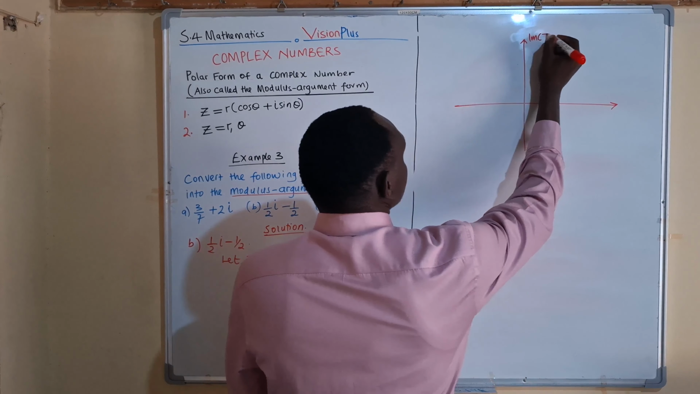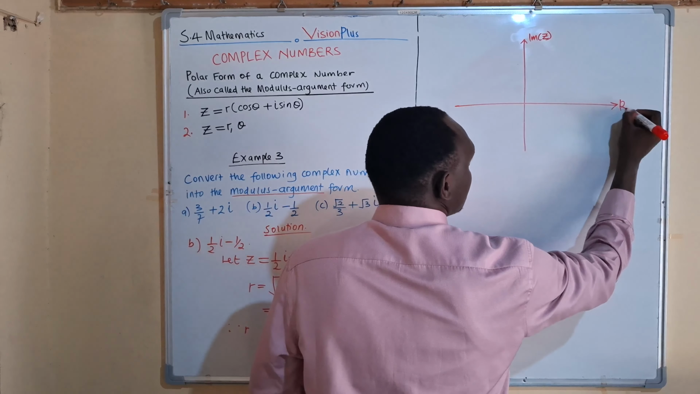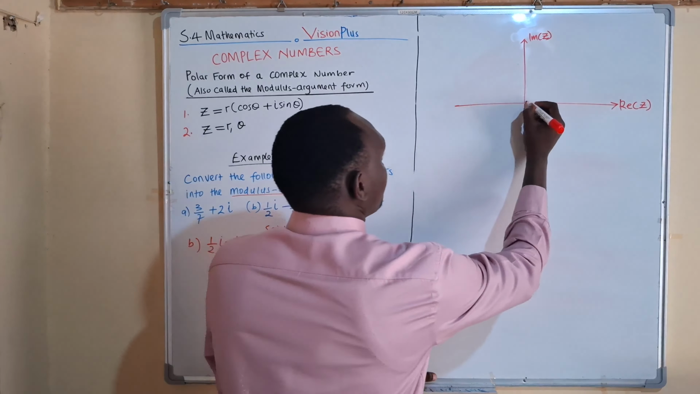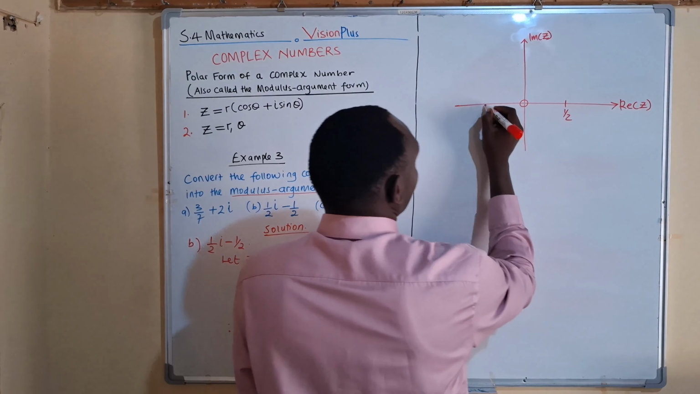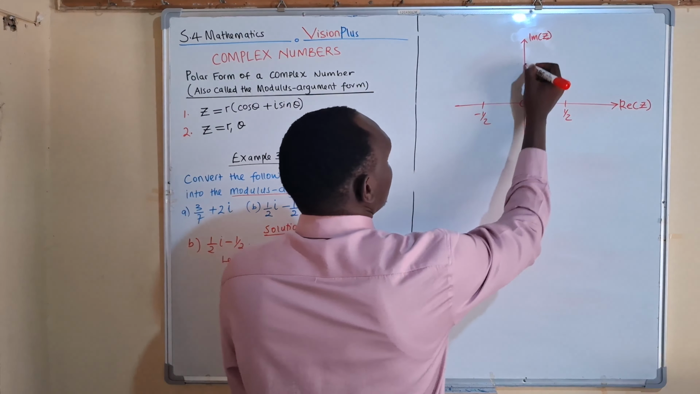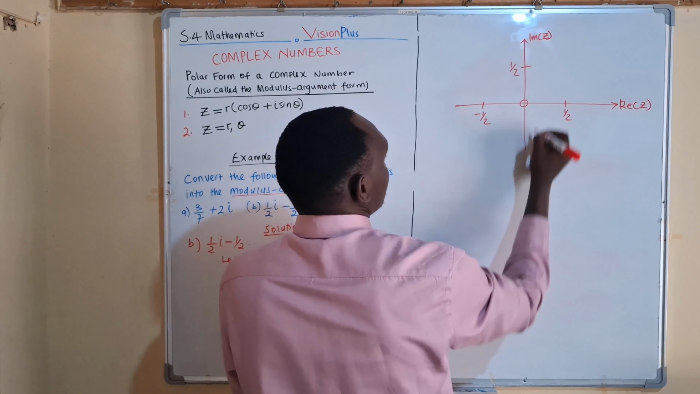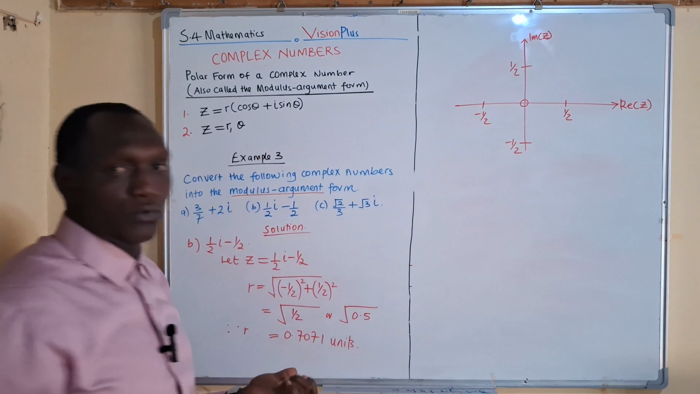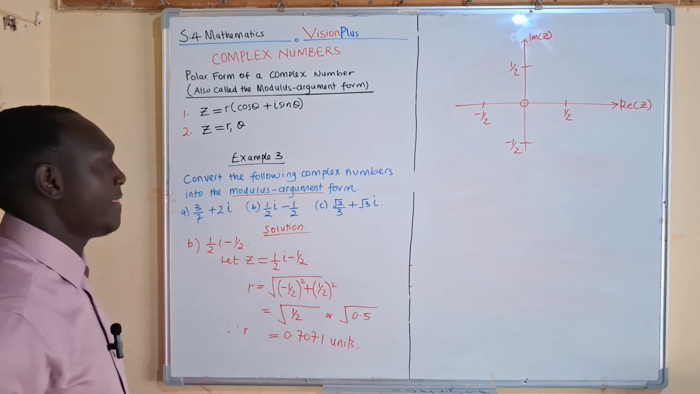This is the imaginary axis of Z. This is the real axis of Z. That is the origin. We have a half and a half. So they are equal in magnitude. So I can just put here a half and I put here negative a half. Also here a half and negative a half. Approximately equidistant from the center.